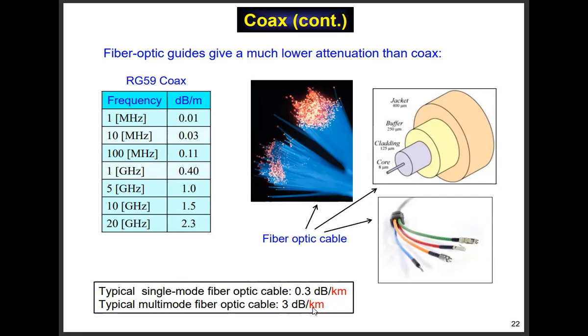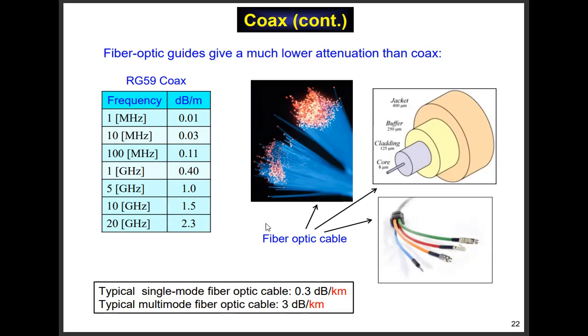Absolutely. 3 dB per kilometer is 1,000 times lower than the coax at 20 gigahertz. And then look at the single mode, 0.3 dB per kilometer. So really, really low loss. That's why for very long distances, people are going to prefer fiber optic over coax.